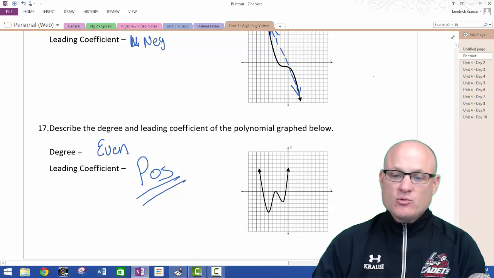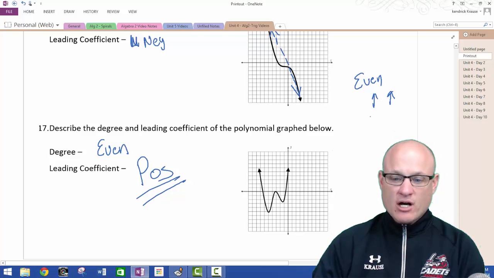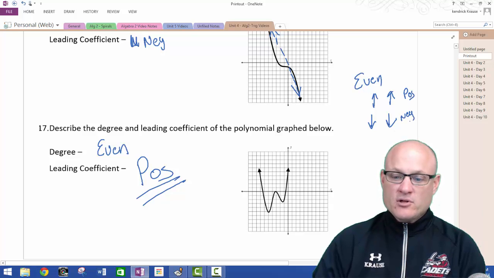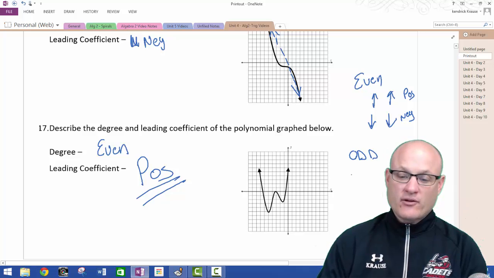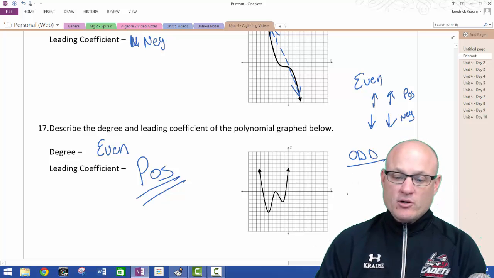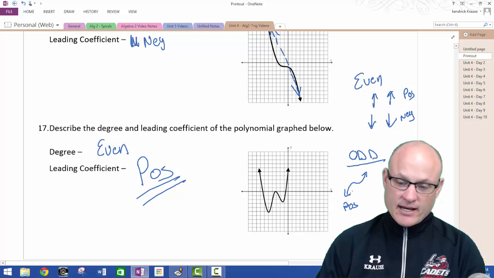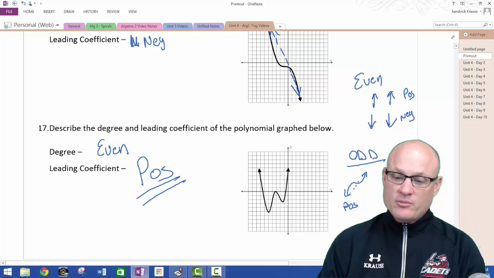Again, real quick review. With an even, both going in the same direction, either up or down. This would be positive, this would be negative. With an odd function, odd like myself and some of my students, that means they're going in opposite directions. This would be positive because it kind of has a positive slope, and this one would be negative because it kind of has a negative slope.